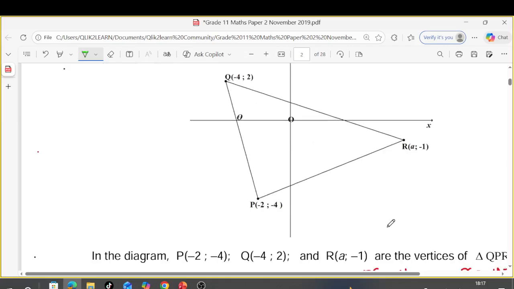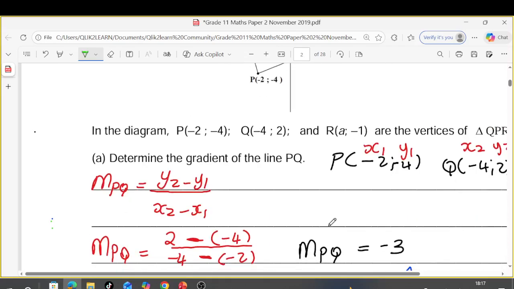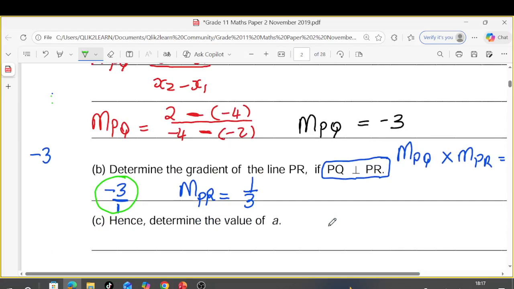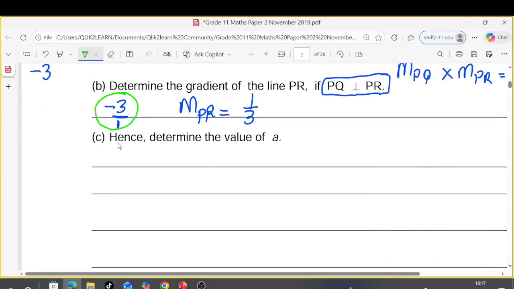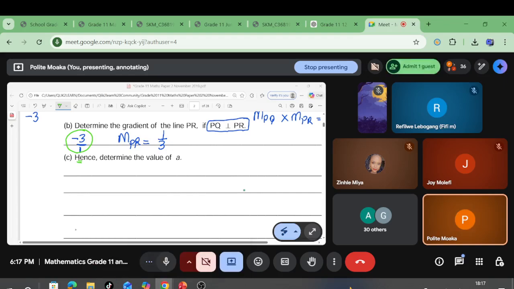So what I need you guys to do, I need you guys to be smart. They said "hence." Hence means that whatever you did on the previous question, use that to answer this question. So when you see the question says hence, whatever you did on the previous question, take that answer and use it to find the value of A.